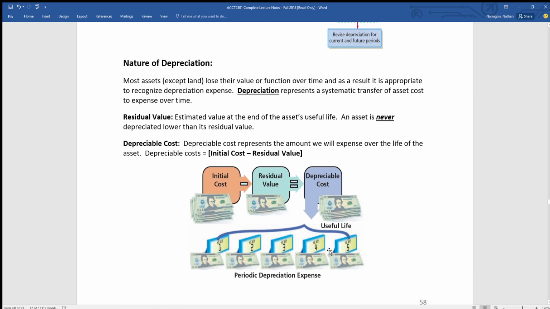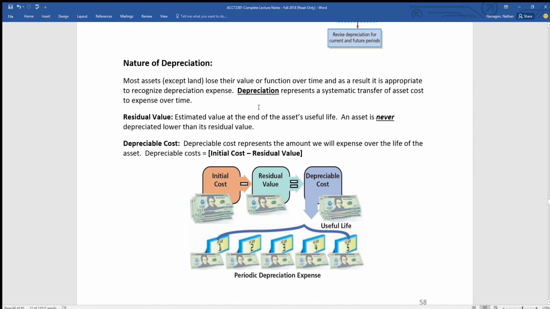Okay, so let's get into the big bad boy of chapter 8. Big bad boy is depreciation, and yes, we did have this in chapter 3 as an adjusting entry, so you've been exposed to it, but here we get a little bit more in depth, a couple more ways to depreciate. So again, a lot of assets do lose their value or function over time, and they wear out. The only exception again is land.